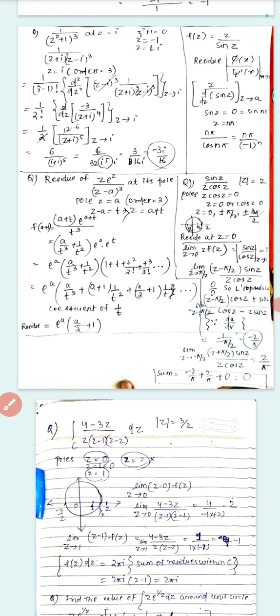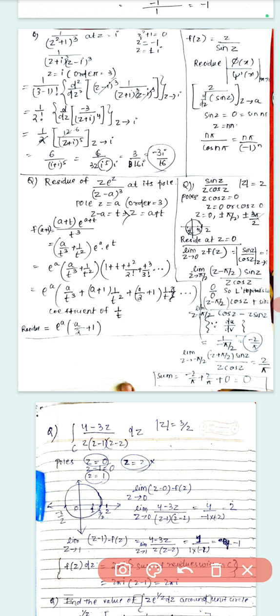Then look at this question. This question is 1 by (z square plus 1) to the power 3, at z equal to i. Find the residue at z equal to i. So first simplify this. z square plus 1 equal to 0, z square equal to minus 1, z equal to plus minus i. So what are the poles? Plus i and minus i. (z plus i) whole cube, (z minus i) whole cube.